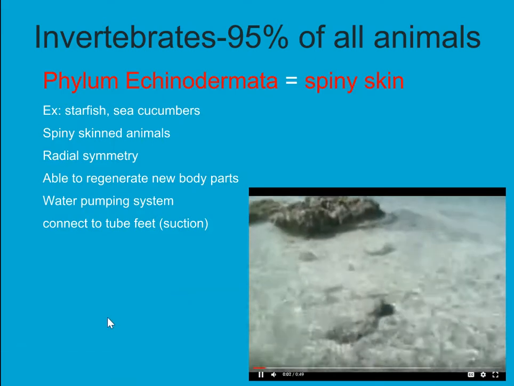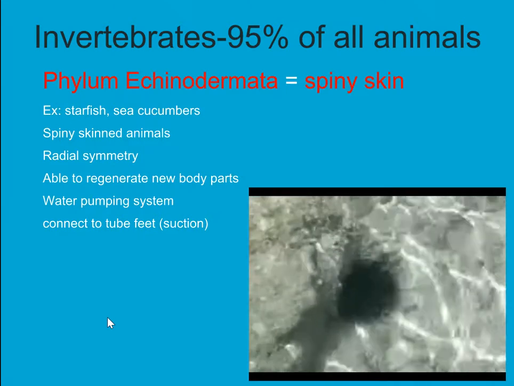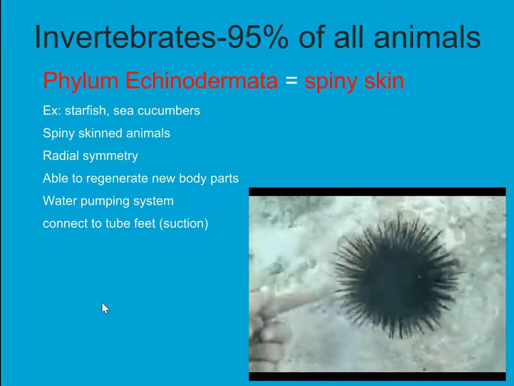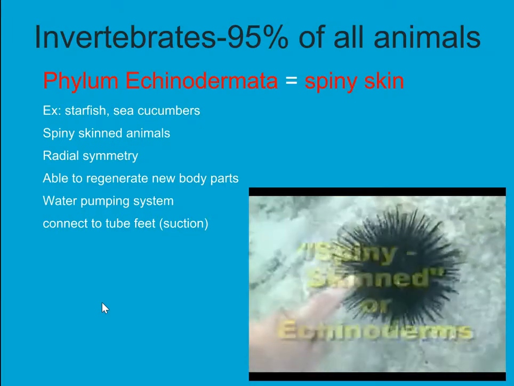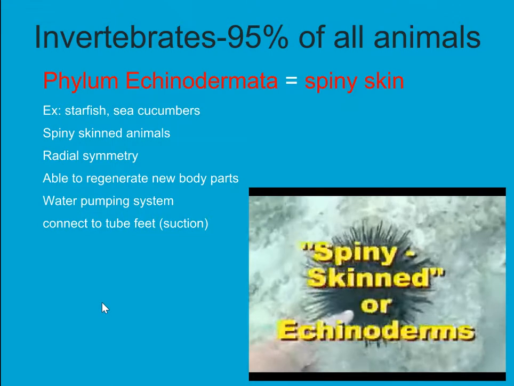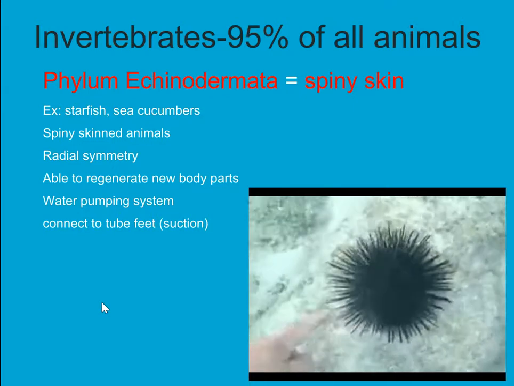The ocean is home to our next invertebrate group. And here's one of its members, a nifty little sea urchin. Our friends the urchins are spiny-skinned invertebrates, or echinoderms. As you can see, the name fits this little guy perfectly.